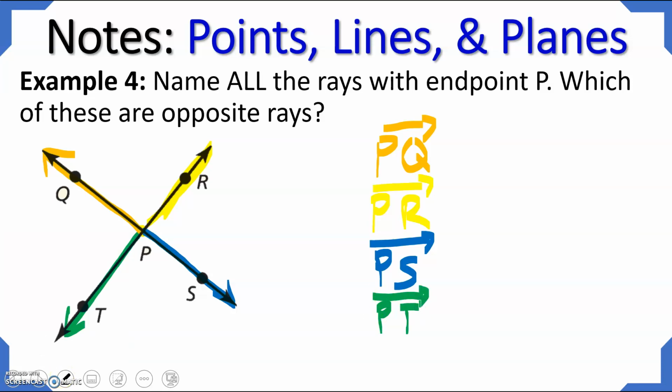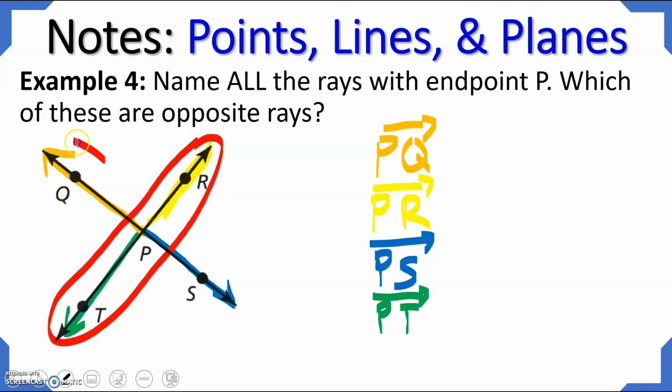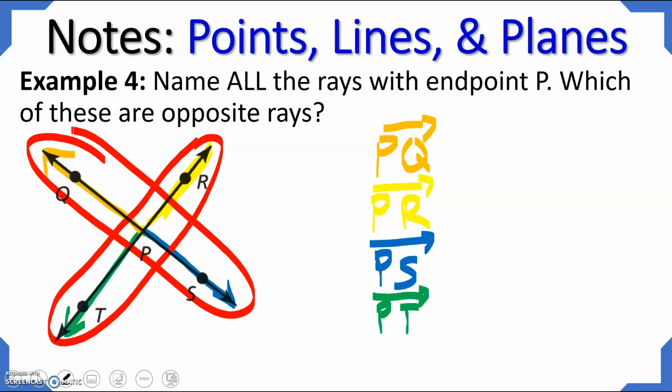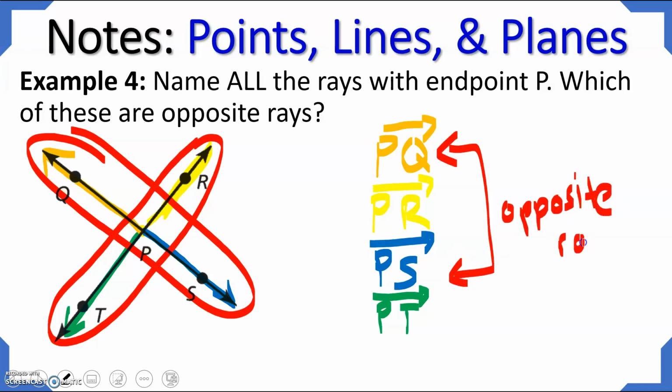Now do note they want us to say which ones are opposite. Now if you look here, we can see that the rays that are opposite are those that start at the same point but point in opposite directions. So for example, these two are opposite, and then these two are opposite. So we are going to say that PQ and PS are opposite, and that PR and PT are opposite.